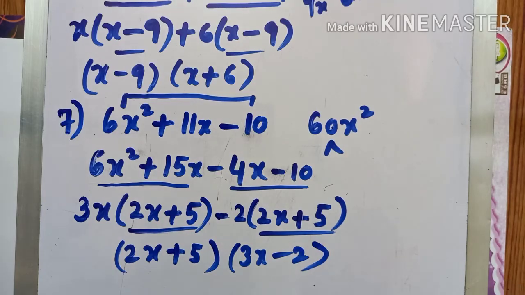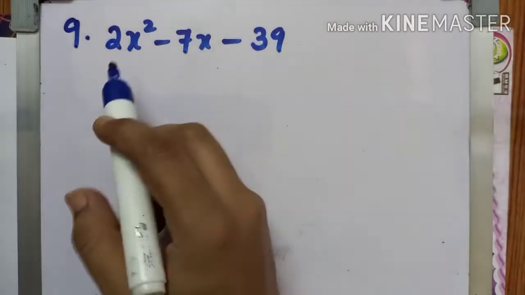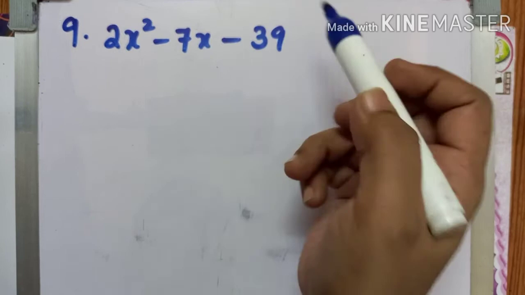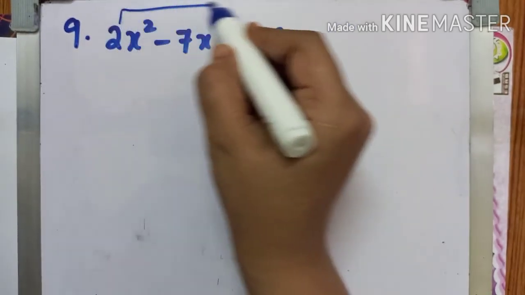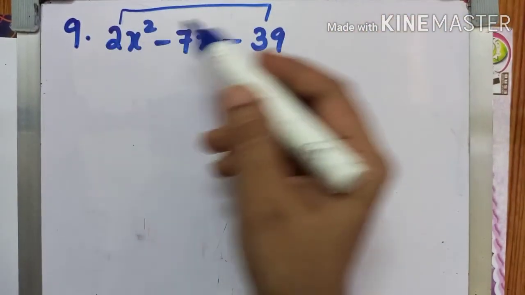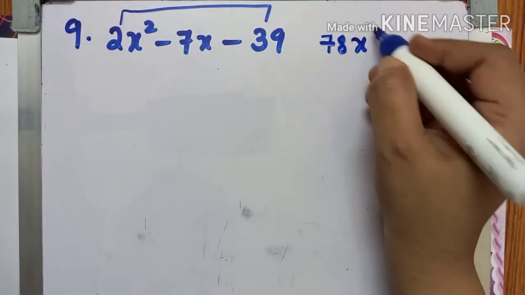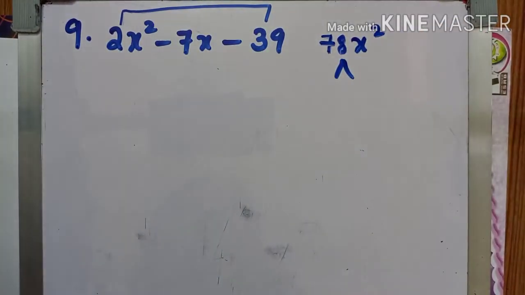Now let us move to the next problem. So the ninth one, 2x square minus 7x minus 39. Okay, first term with the last term. So 2 into 39, it will be 78x square. Okay, so 78x square. Now what can you take for 78x square?